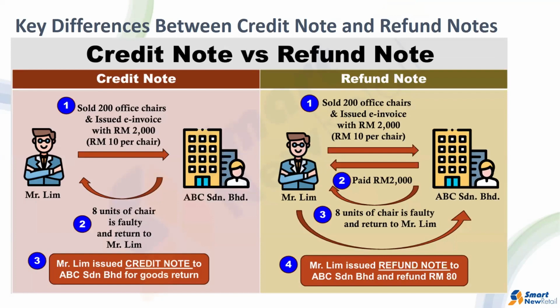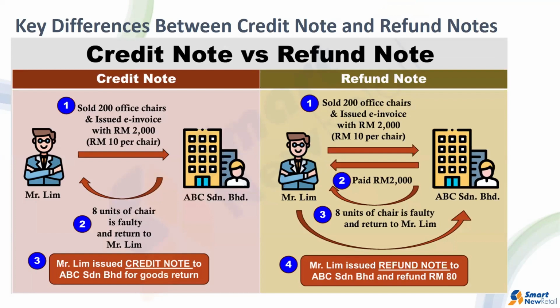So for a credit note, say we sold 200 office chairs and issued the e-invoice. Then 8 units of chairs, 40 each, are returned. So Mr. Lim will only need to issue a credit note. This is a credit note.